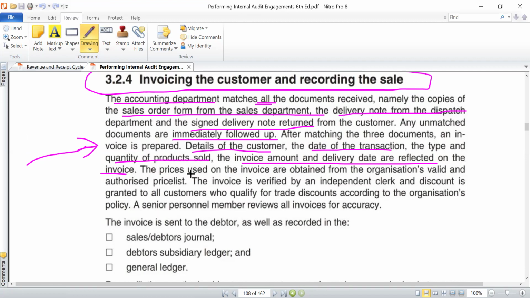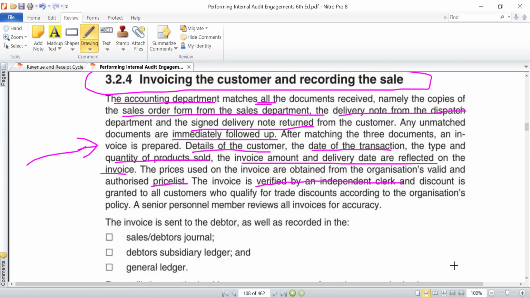Very important, prices are used on the invoice. Where should they come from? They will be based on the price list of the organization. So under normal circumstances, these things are programmed, especially if it's a computerized environment, and they will be automatically populated on the invoice. And like I said, all of these things have to be verified by an independent clerk.